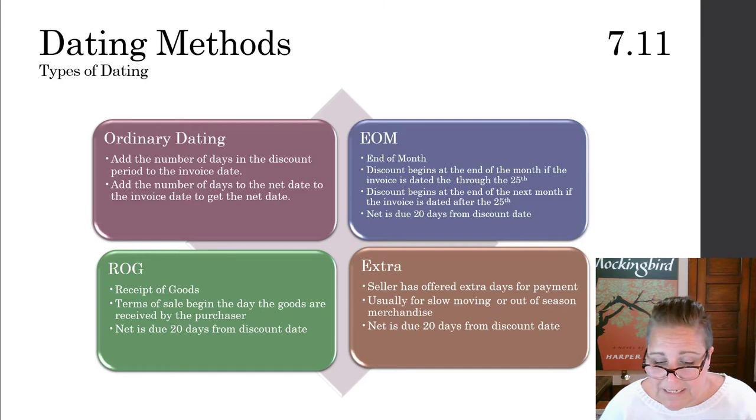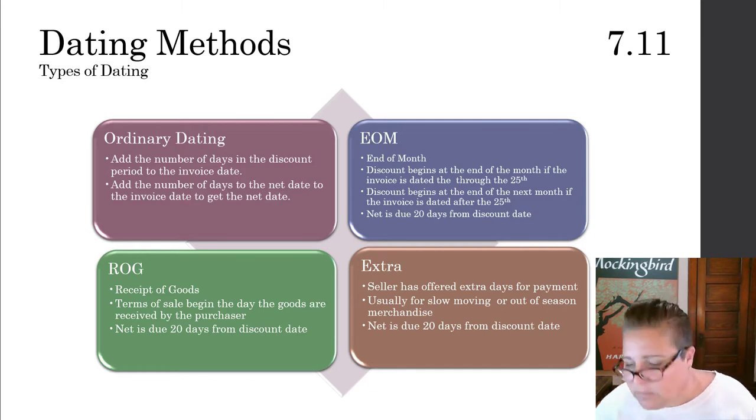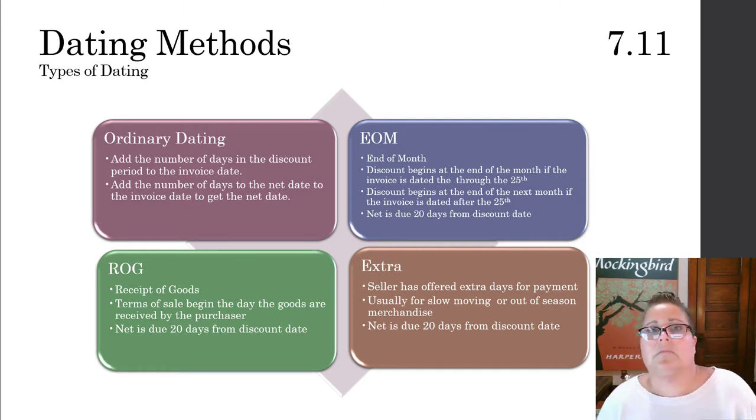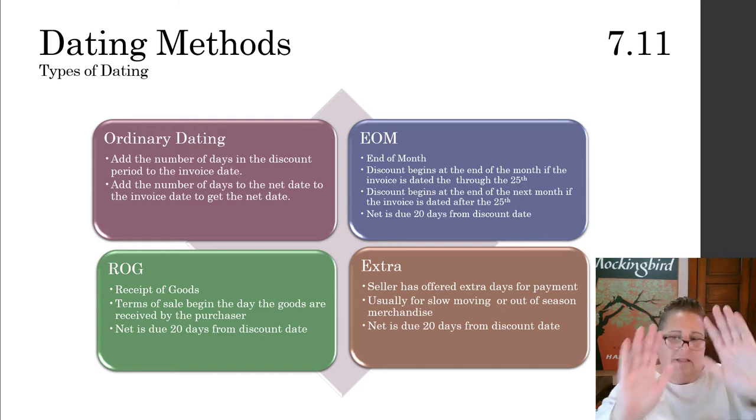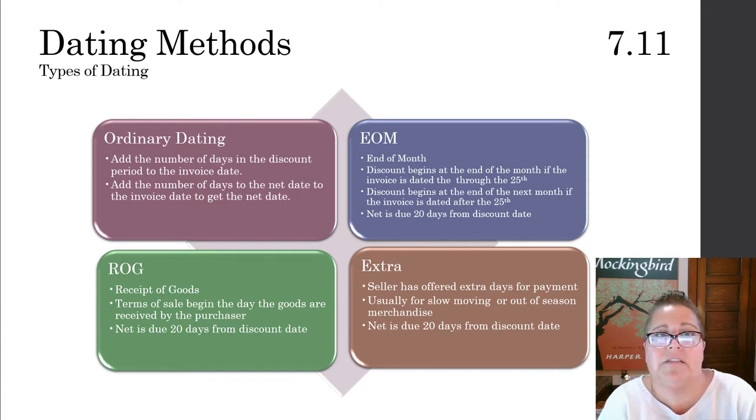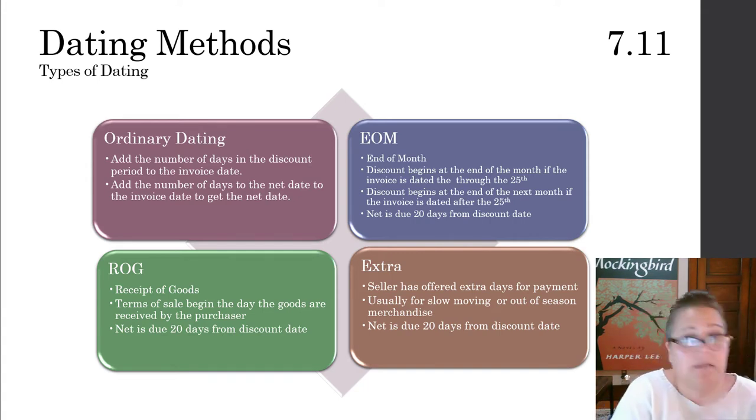Once you know what the discount date is, the net is always 20 days later. Okay? So for our 3 specialty ones, the net is always due 20 days later. 20 days after the discount. That's what those 3 have in common. The net amount is due 20 days after the discount. All right, let's practice a little bit of this. Before we go into any of these sort of long setups, let's just practice some of these specialty dating so you can see them in action.